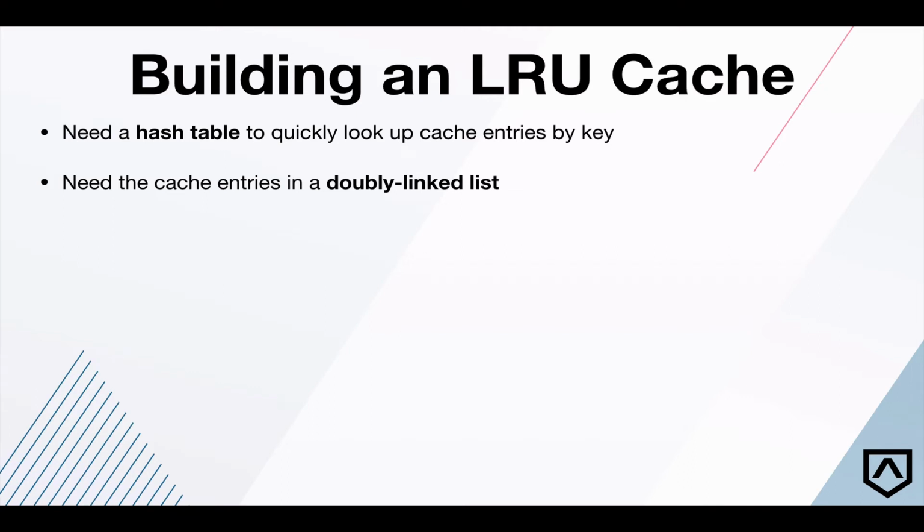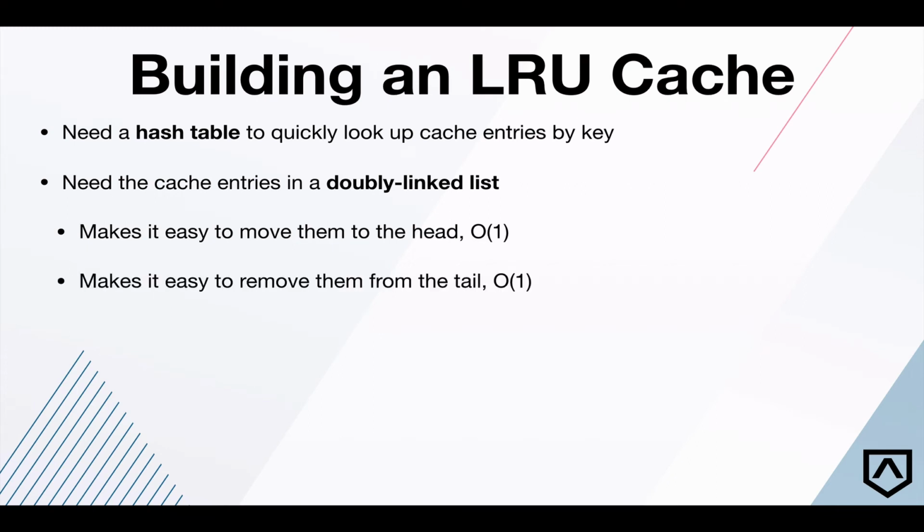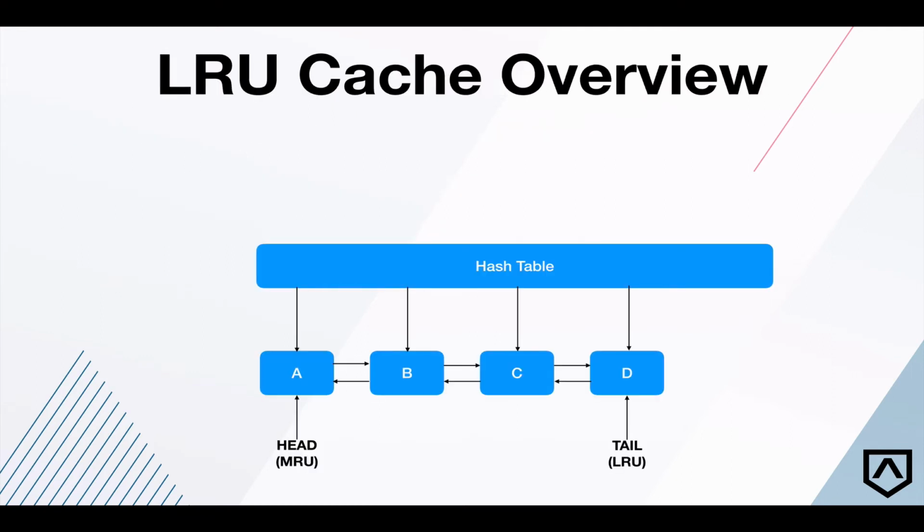So the doubly linked list, we'll need to move entries to the front of it. That's an order one operation. And we'll need to remove entries from the tail of it. That's also an order one operation on a doubly linked list. This is great. Let's see how all this comes together.